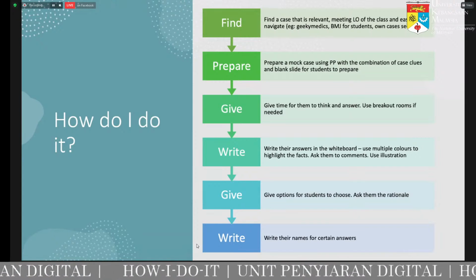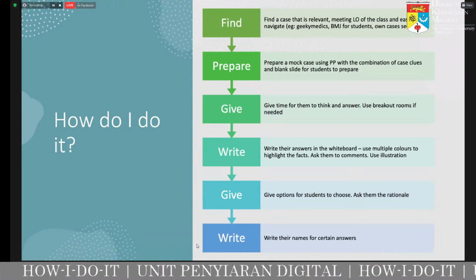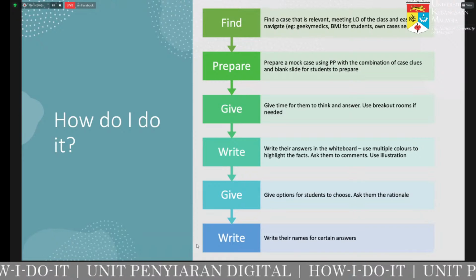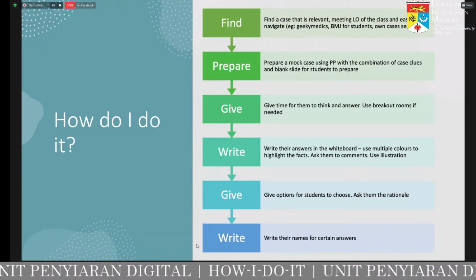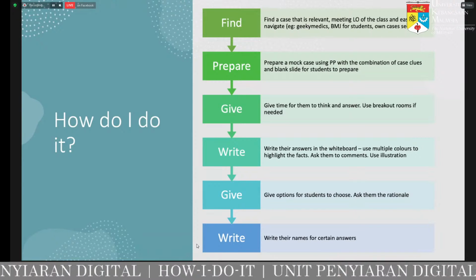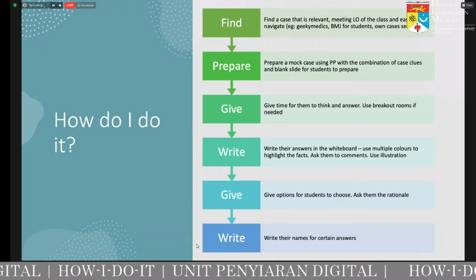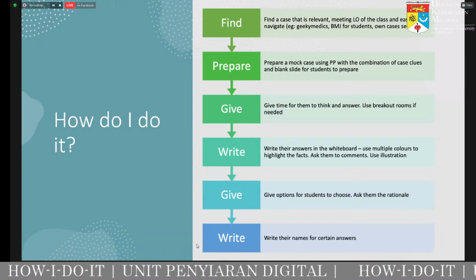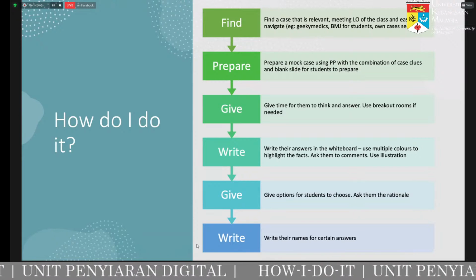Geekymedics.com is actually a website that looks for medical students. This is where the students write back, looking into physical examination, case presentation, clinical history taking, investigation, and quizzes.